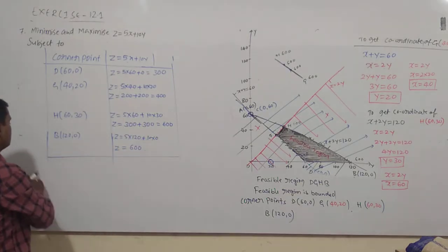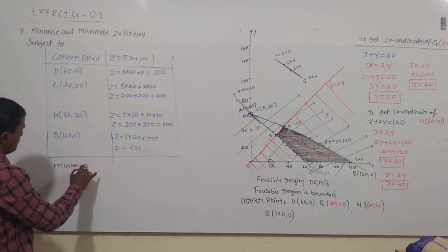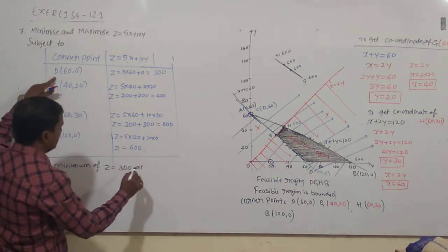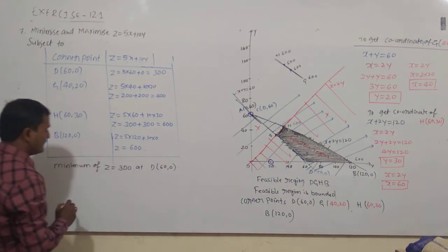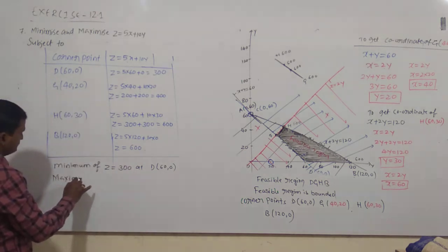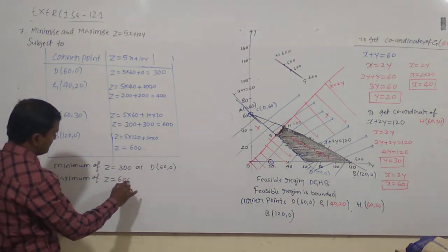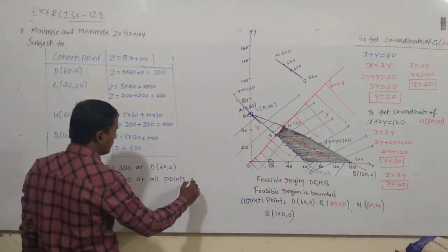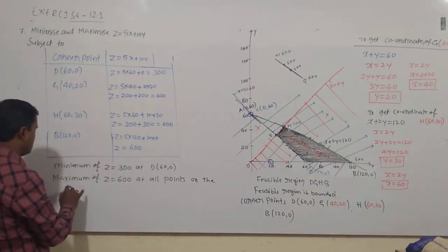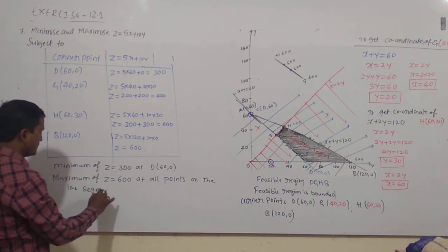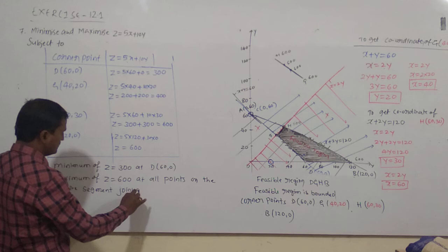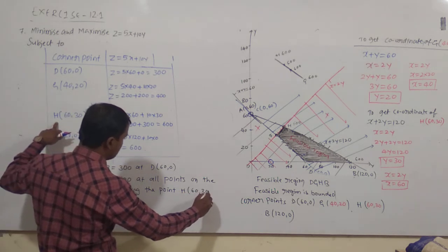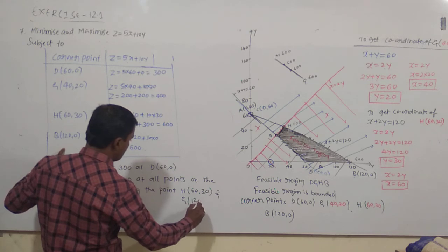Okay, right. So here I will write: therefore minimum of z is 300 at the point d of 60 comma 0, and maximum of z is equal to 600 at all the points on the line segment joining the points h of 60 comma 30 and b of 120 comma 0.